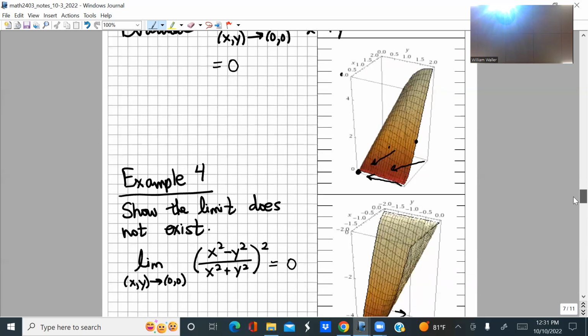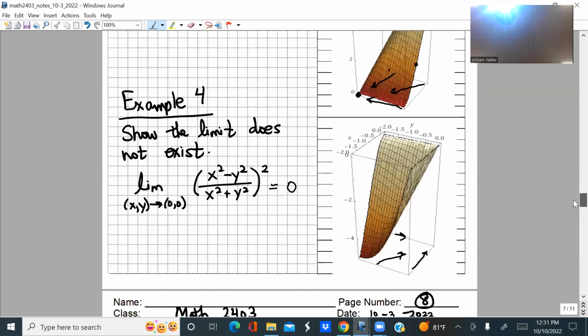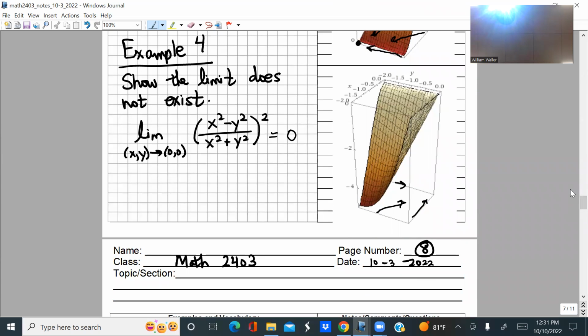Okay, let's try one more. So here I have a tougher formula. This is a really terrible formula, right? x squared minus y squared over x squared plus y squared, and this whole thing is squared just to make it worse. That function is continuous. This is still a rational function, even though it's squared here.